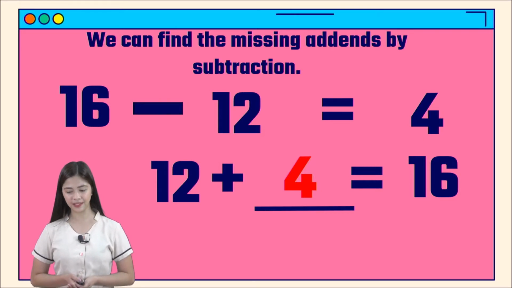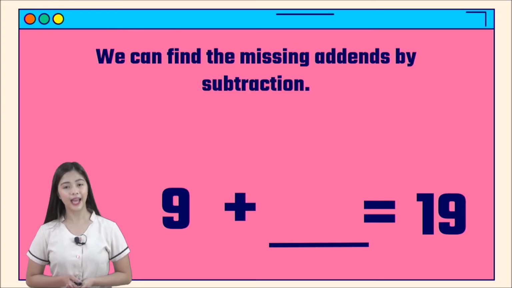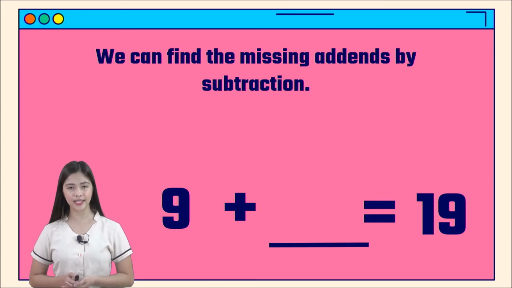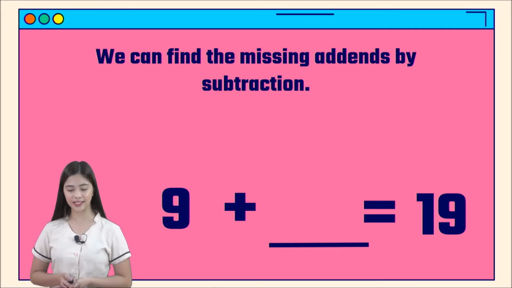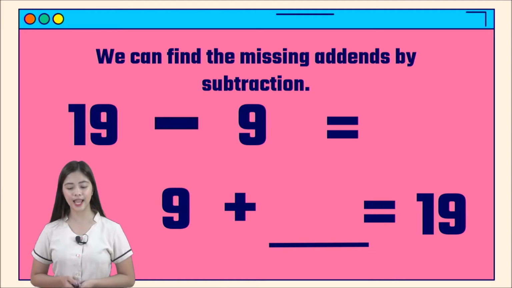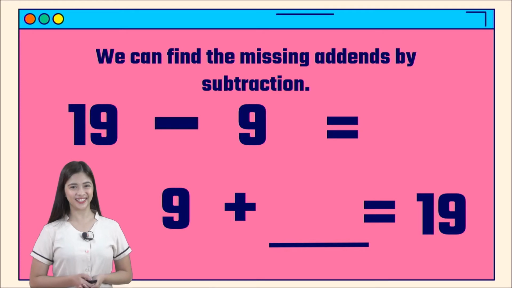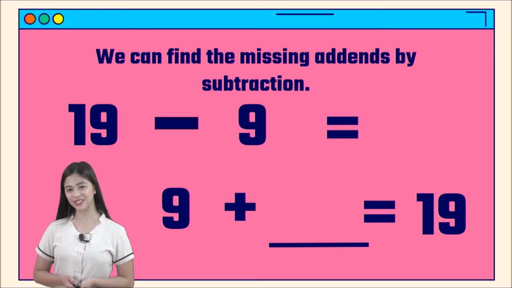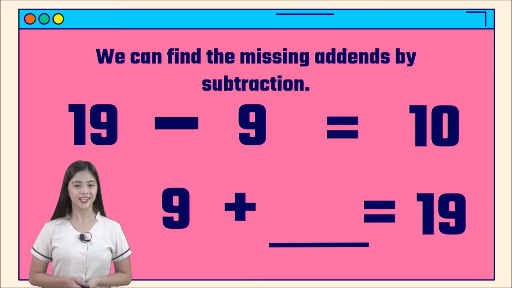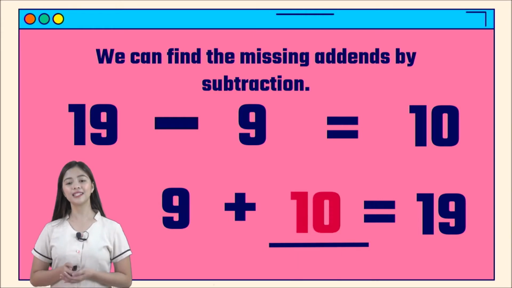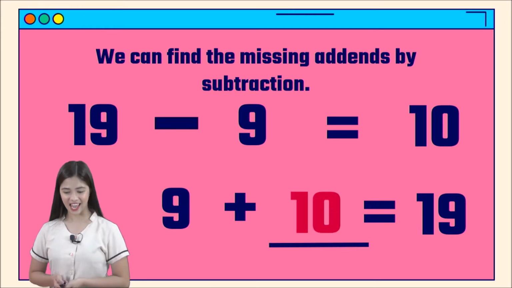Another example. Okay? 9 plus blank is equal to 19. So what should we do? Of course, we need to subtract 9 from 19. So let's have 19 minus 9. So do you know what is the answer, kids? Very good. 19 minus 9 is equal to 10. So it means number 10 is the missing addend for our addition equation. So let's have 9 plus 10 is equal to 19.